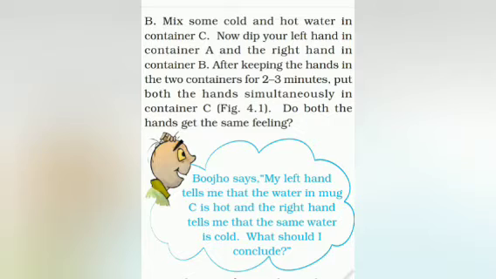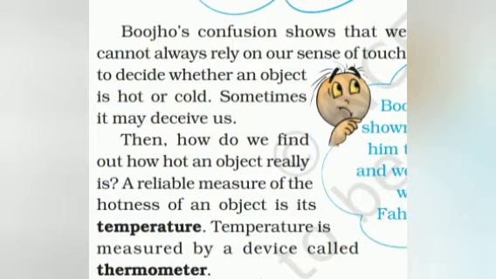So the result of this test may differ for the different hands. Buju is confused. This shows that we cannot always rely on our sense of touch. Sense of touch पे हम decide नहीं कर सकते whether the object is hot or cold. Sometimes it may deceive us.